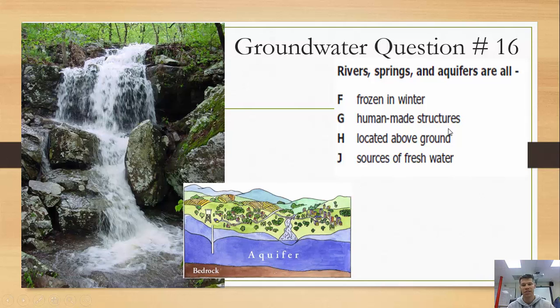Human-made structures, all located above the ground, or sources of fresh water. It's a tricky question, but our best answer here is they are all three sources of fresh water, letter J. Usually rivers do not freeze in the winter, and aquifers don't usually freeze in the winter either. They're not human-made structures. Not all of them are located above the ground because an aquifer is below the ground. So that's why our only choice here is J, sources of fresh water.